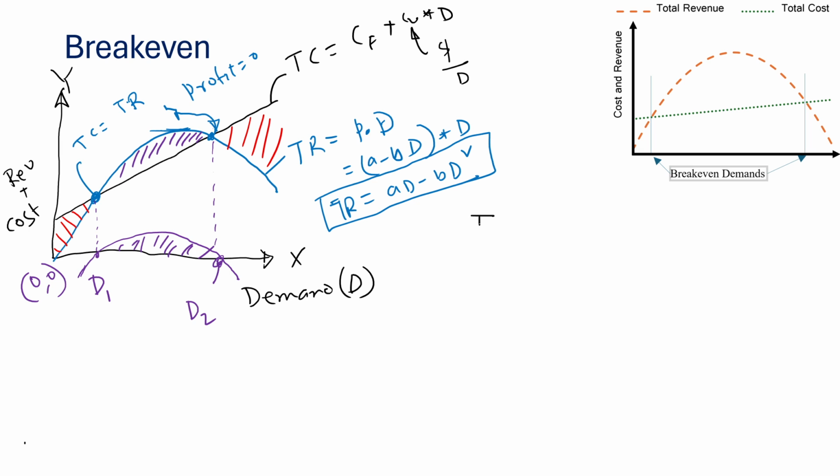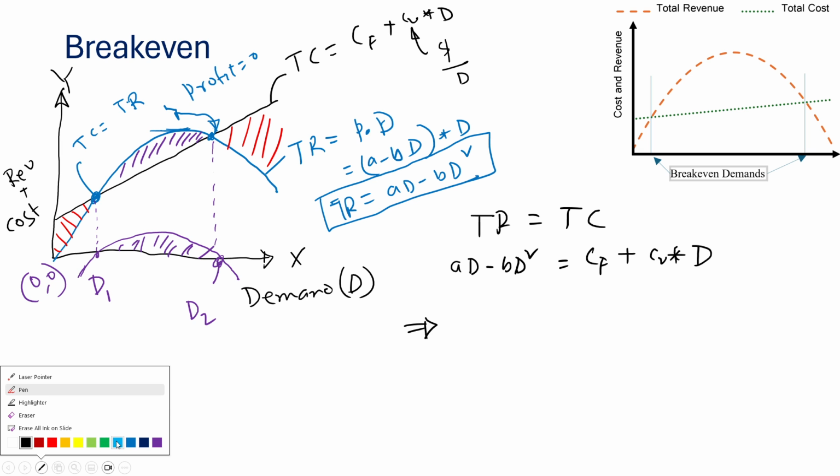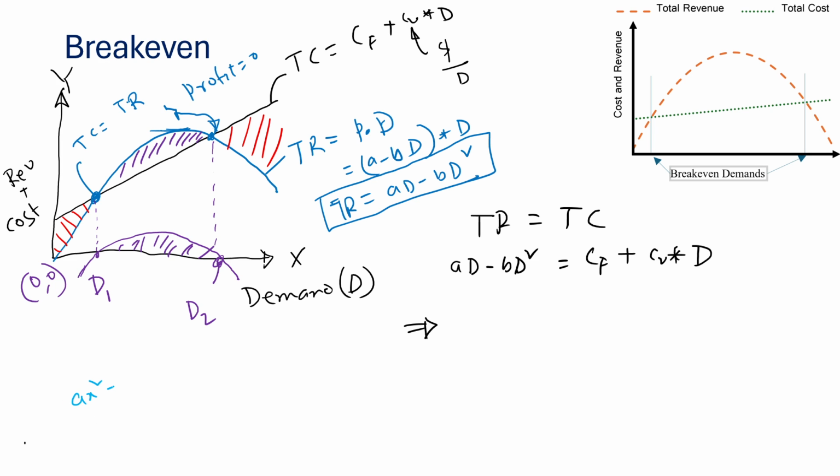So simply, TR, total revenue, is equal to total cost. AD minus BD squared is equal to CF plus small c, the per unit production cost, times the demand. Then just rearrange it into a quadratic equation, ax squared plus bx plus c equal to 0, so that we can use the formula: x is equal to minus b plus or minus the square root of b squared minus 4ac, divided by 2a. That's what we're going to do here.